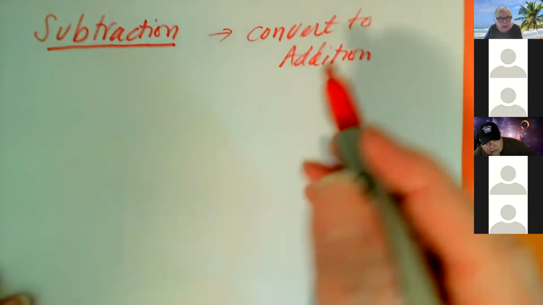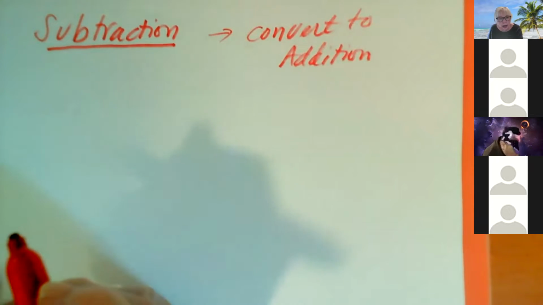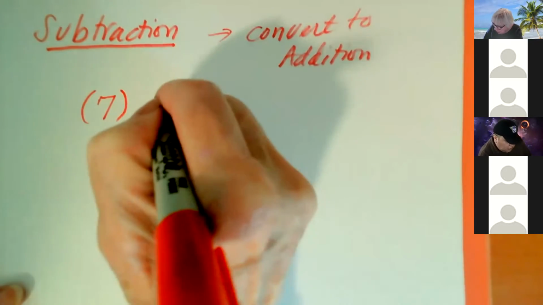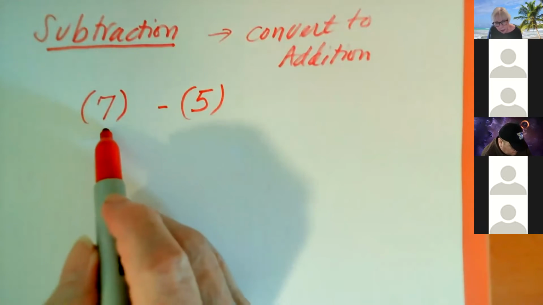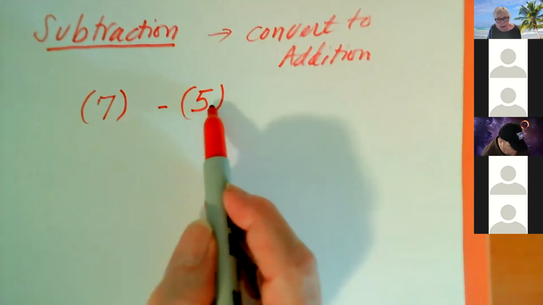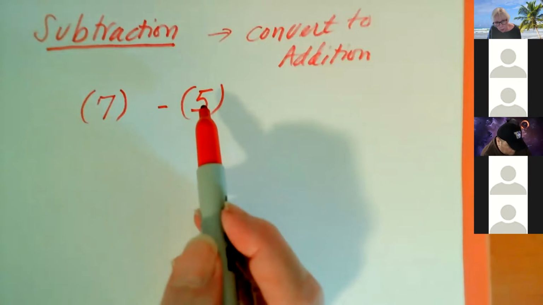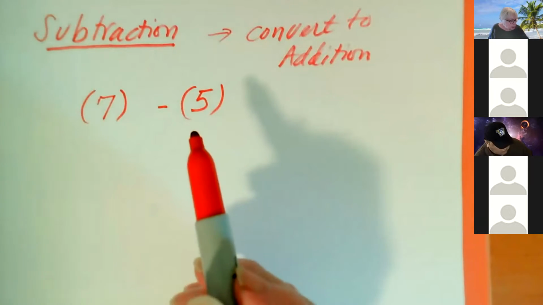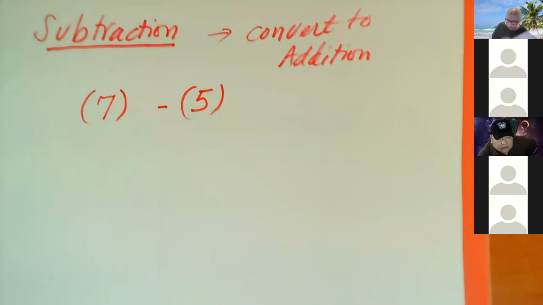And so in order to convert it to addition, we're going to have to do two things. So here's 7, subtract 5. And I'm using parentheses not to say multiply, but just to separate out my two numbers. You will find that they will use parentheses more with positive and negative numbers. And the reason becomes, and I'll show you basically like this.